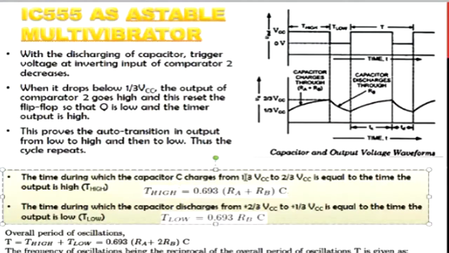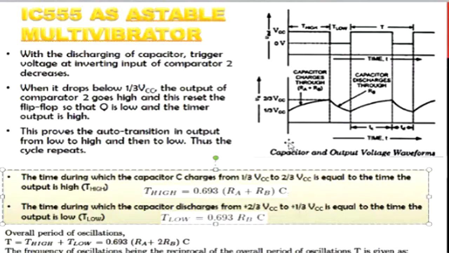The time during which the capacitor charges from 1 by 3 VCC to 2 by 3 VCC is called T high. The expression for T high is 0.693 into RA plus RB into C. And the time during which the capacitor discharges from 2 by 3 VCC to 1 by 3 VCC is called T low, and the value is 0.693 into RB into C.